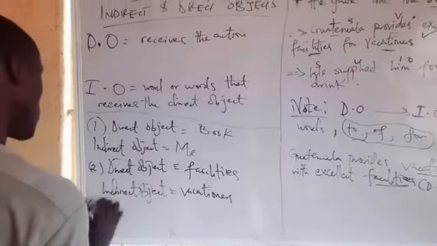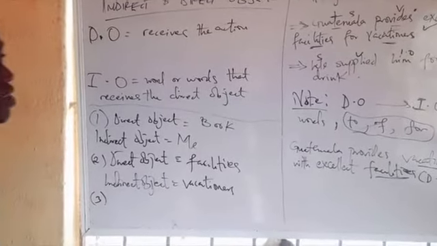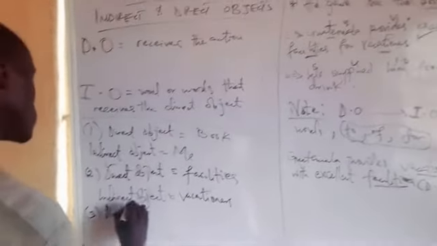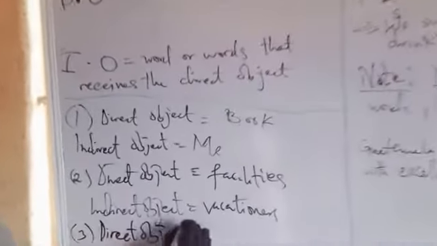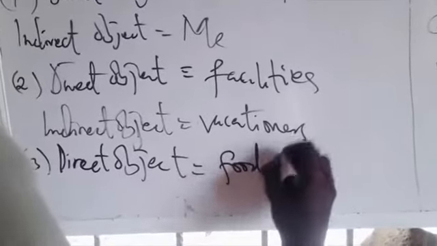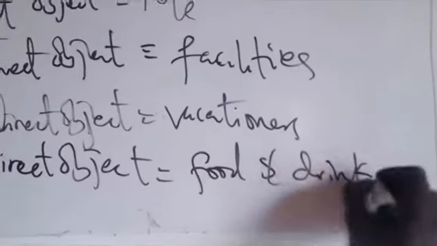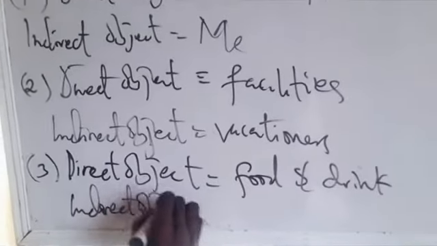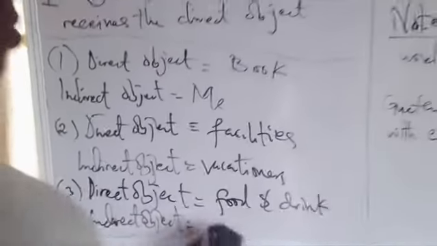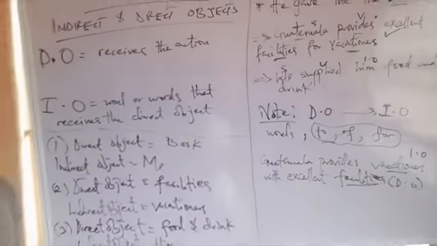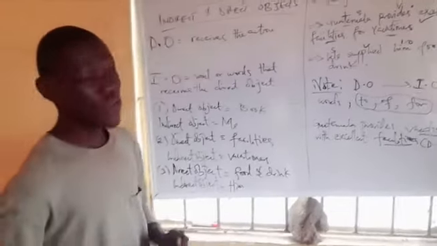So you have here that our direct object is food and drink, and our indirect object is what? In. So with this, we have come to the end of this class.